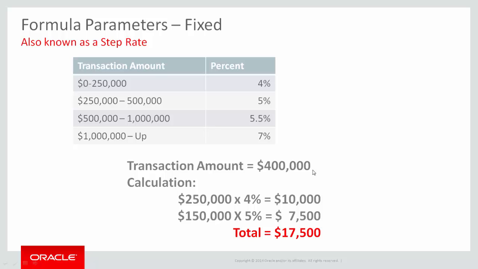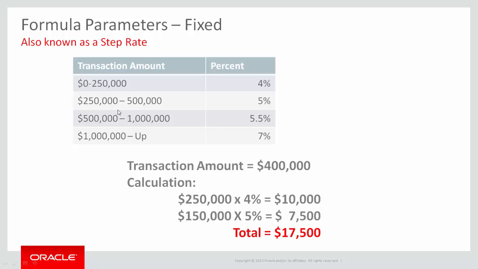And that $400,000, well, first of all, the first question is, does it exceed the first tier? And the answer is yes, because the first tier is 0 to 250,000 and the transaction amount is 400,000. So that first tier is paid out at a rate of 4%. So we're taking that $250,000, multiplying it by 4%, and that's going to yield us $10,000.